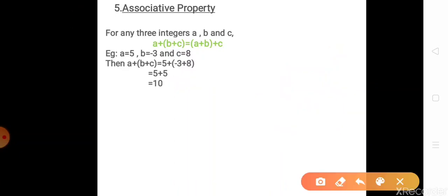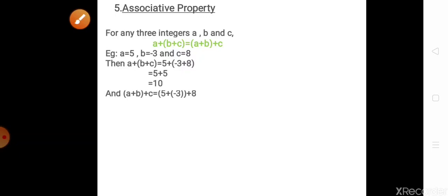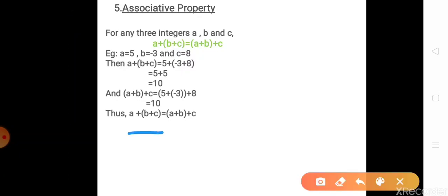Then we have minus 3 plus 8. Minus plus will always result into subtraction. So we got 5, and 5 plus 5 together we have 10. Now let's see the other part. So a plus b within bracket plus c is again going to give you 10. I hope you're able to understand how I got 10. And thus we can see that a plus bracket b plus c is always equal to bracket a plus b plus c. However, if I replace all the plus signs present in this property with minus, things will change.